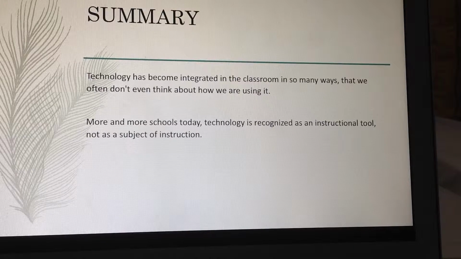That brings us to the end of the final section. Now I can just summarize the main points again. Technology has become integrated in the classroom in so many ways that we often don't even think about how we are using it. In more and more schools today, technology is recognized as an instructional tool, not a subject of the instruction. Finally, I would like to finish by thanking you all for your attention.